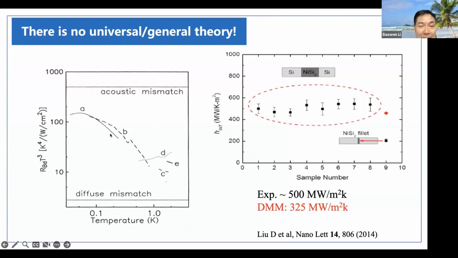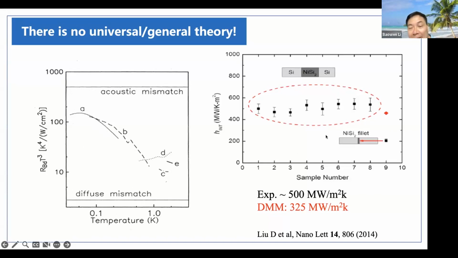And the experimental data is in the middle. For the low temperature case, which is closer to the acoustic mismatch theory, there is still about 1 order of magnitude difference from the experiment. And at high temperature, you have 1 order of magnitude difference from the diffusive mismatch theory.